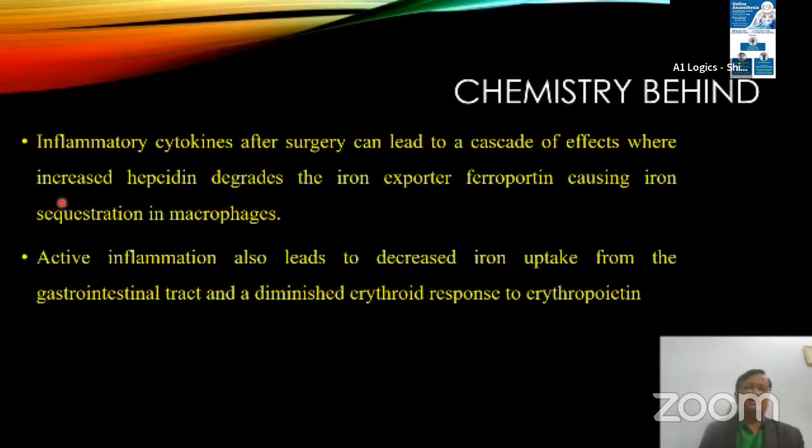What is the chemistry behind this? Inflammatory cytokines after surgery can lead to a cascade of effects. Hepcidin increases. There is a problem, so iron is not available.